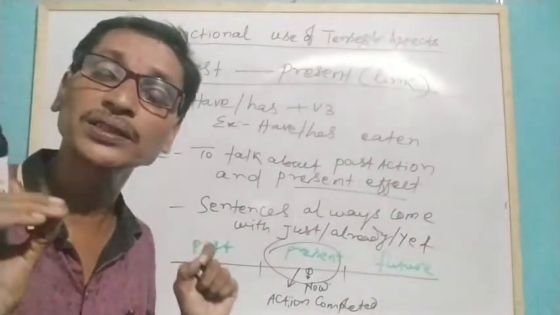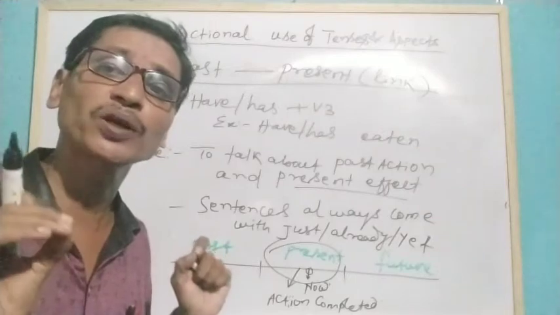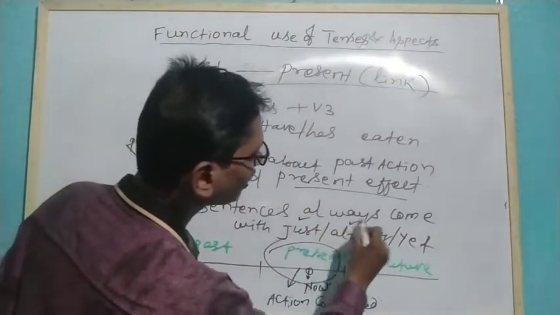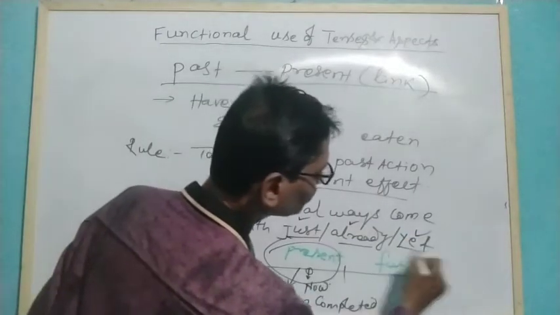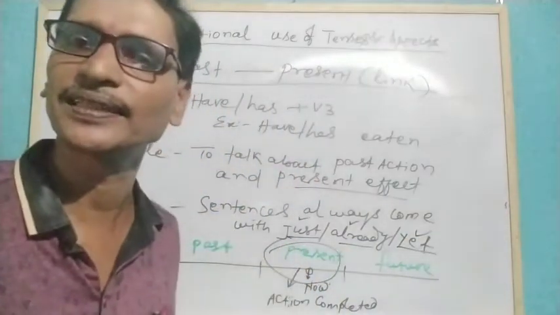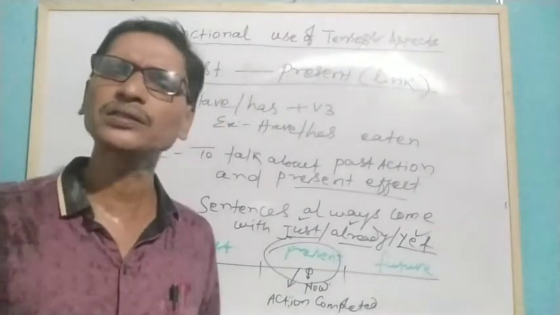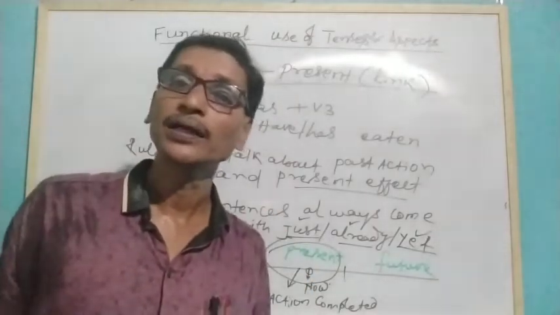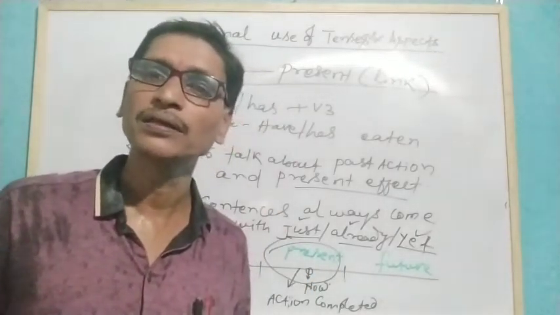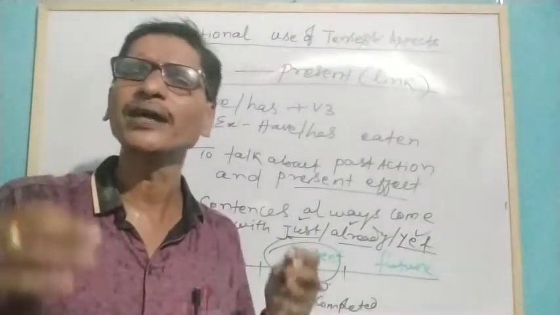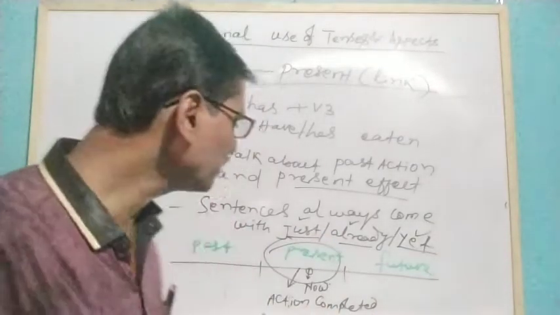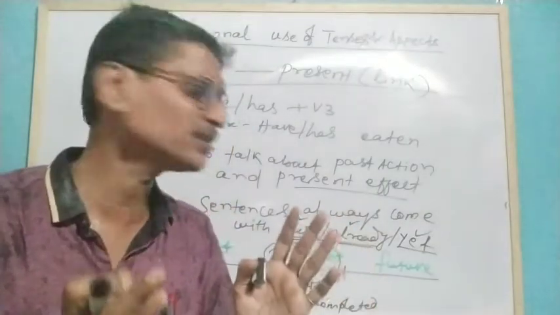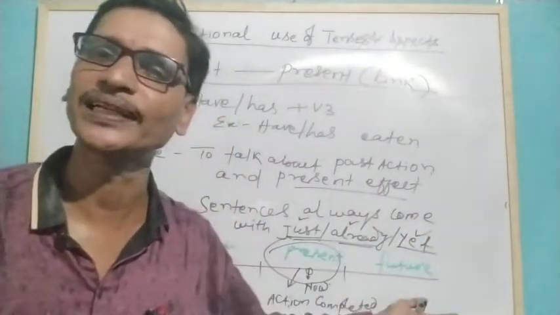And the sentences we use with have/has plus verb third form must come with just, already and yet. We must use these words in our sentences. For example, I have just taken my lunch. My friend has already completed his homework. I have not written my homework yet. That means, you see, just and already we use for positive sentences, whereas we use yet for negative sentences.